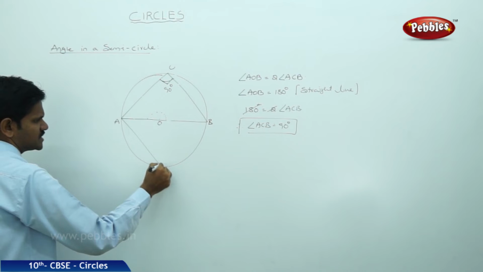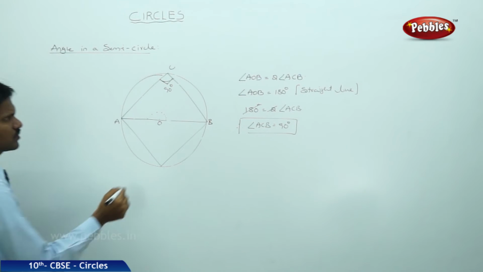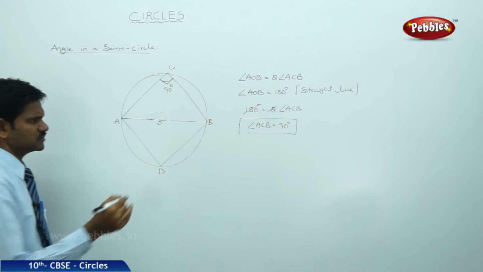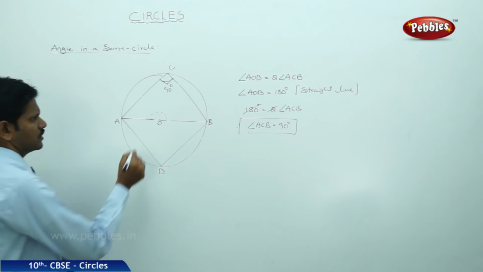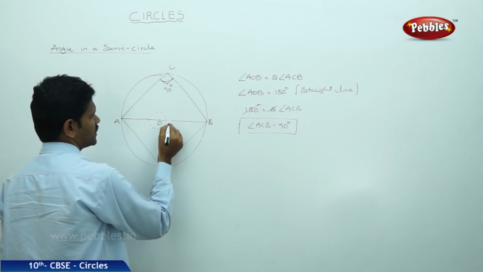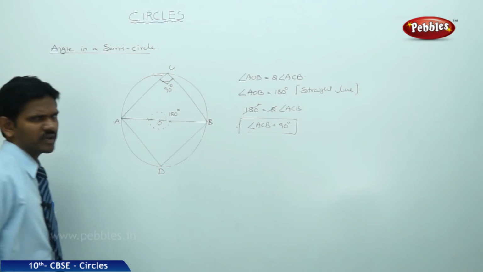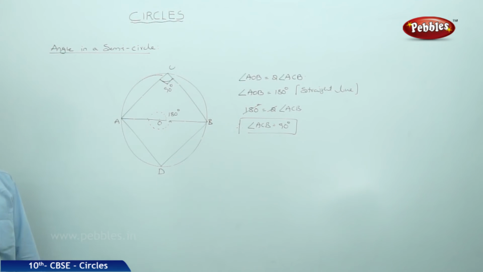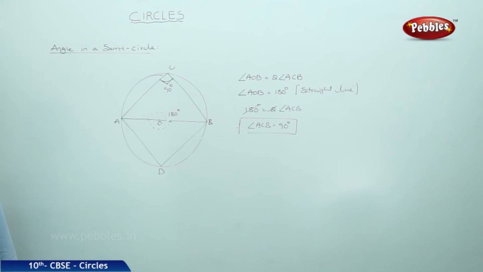Now, let us see ACBD. It is a cyclic quadrilateral. What will be the angle here? Now, here the angle is 180. Here the angle is also 180, because the angle at the center of the circle is 360. 180 plus 180 is 360. Therefore, the reflex angle is 180.